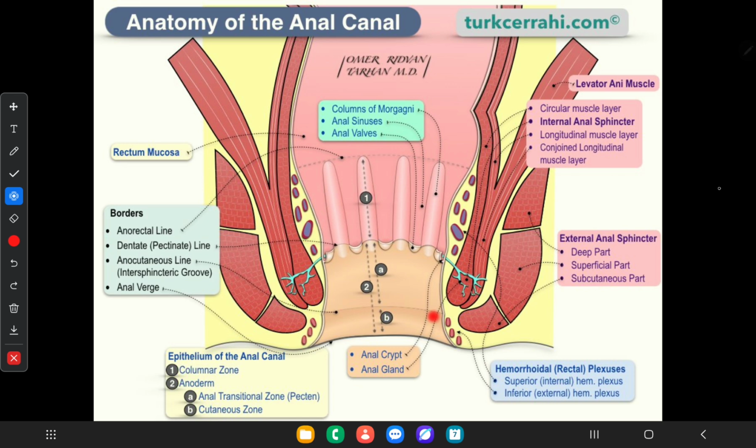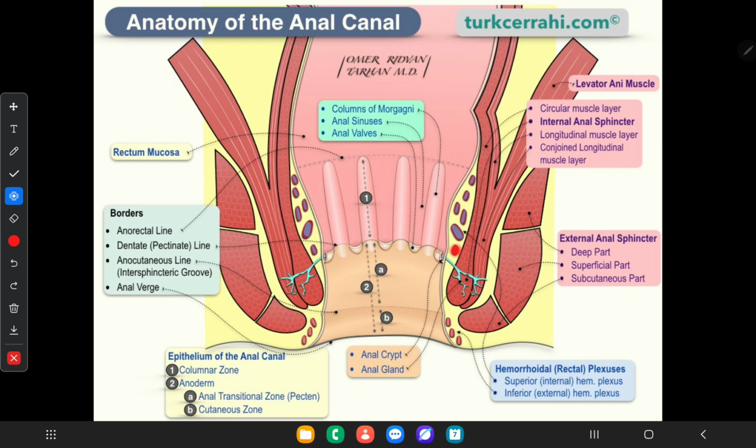Remember that as well. Again, to summarize the important features in the upper one third of the anal canal: those are columns of Morgagni, then anal sinus, anal valve, the anal crypts, anal glands and pectinate line. Pectinate line is also called the dentate line as well as the watershed line.